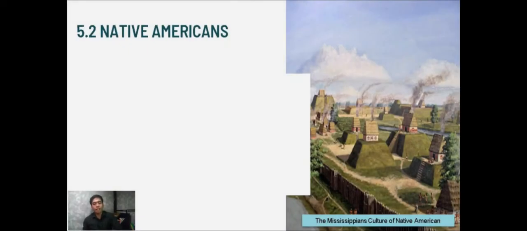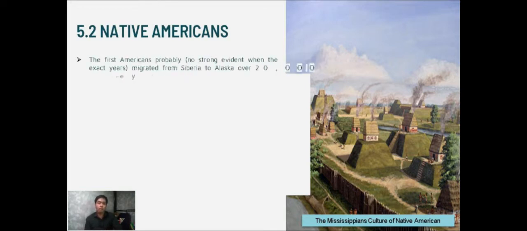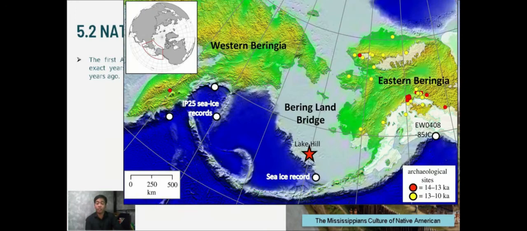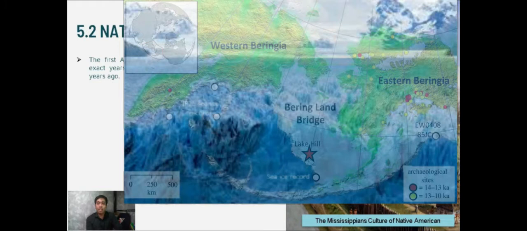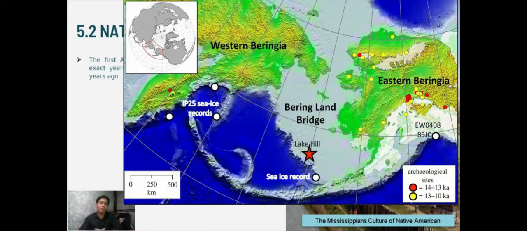Okay, now we move on to 5.2, which is Native Americans. We will learn about the history of Native Americans. So recent evidence suggests that humans first came to North America, migrating from Siberia to Alaska at least 20,000 years ago, and perhaps earlier, because there's no specific evidence of when they actually came to Alaska. Most of them arrived during the Ice Age. At the time, the global climate was cooler, polar ice caps were thicker, and sea levels were very low.